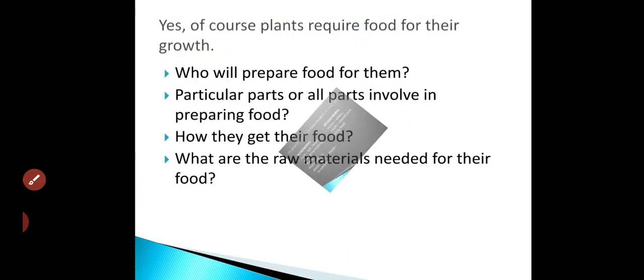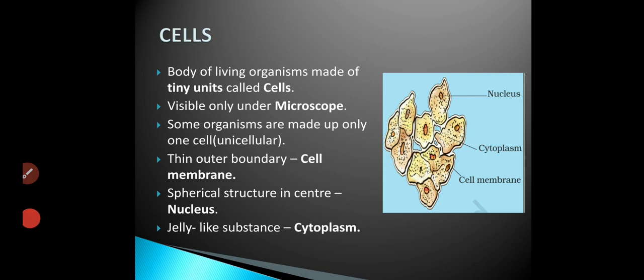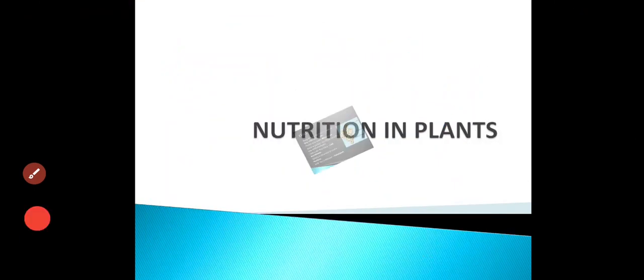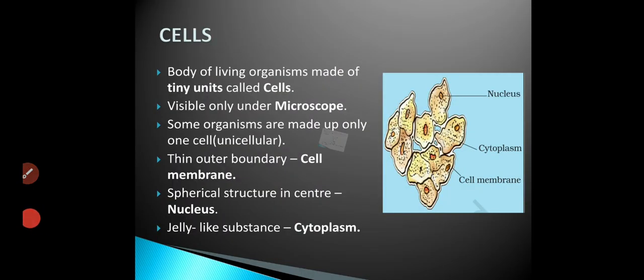Okay, I am just recalling the topics which we have learned today. Cell is the structural and functional unit of a living organism. All living organisms are made up of these cells. Cells are visible only under the microscope. Some organisms are made up of one cell, which is called unicellular. Next, the parts of the cell. The thin outer boundary is the cell membrane, which acts as a protective layer. The spherical structure in the center is the nucleus, which is the brain of the cell. Next, the jelly-like substance is the cytoplasm, which connects the nucleus and the cell membrane.